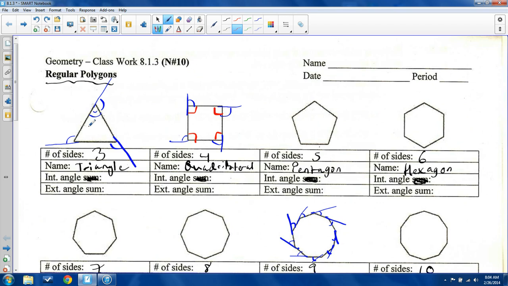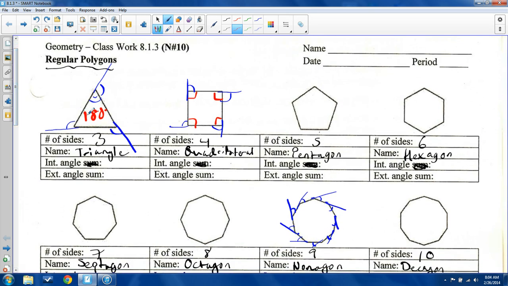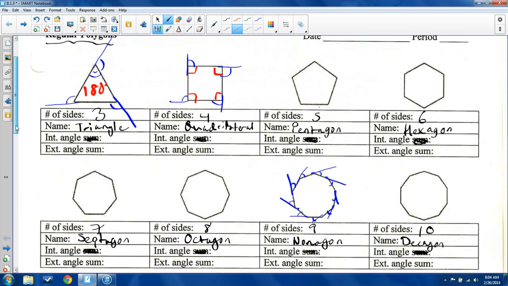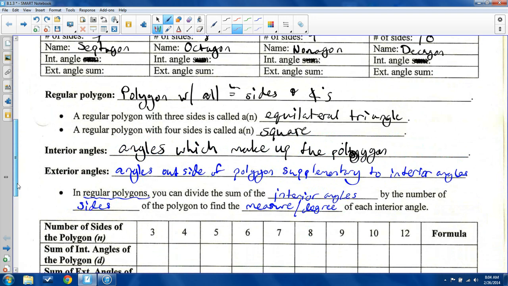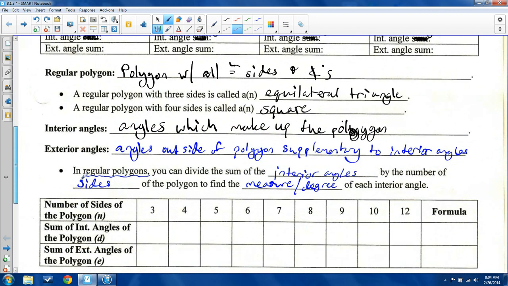In fact, I should have said triangle because we know a triangle is 180. Sorry, let's start with a triangle. Let's go back. I take a triangle, 180 degrees. I know the angles add up to 180, and I divide it by the number of sides of that shape, which is 3. So if I do 180 over 3, I will find the measure of each interior angle.